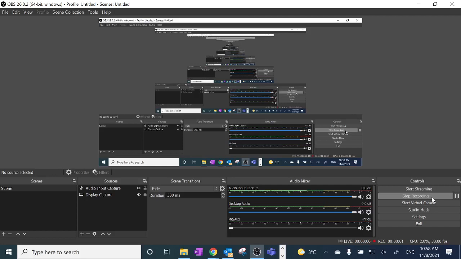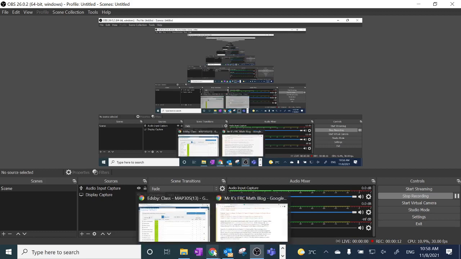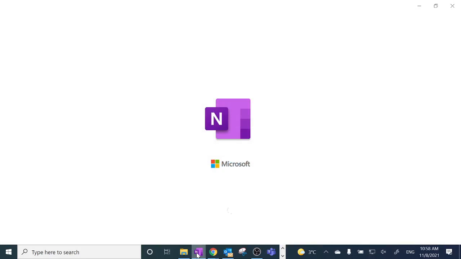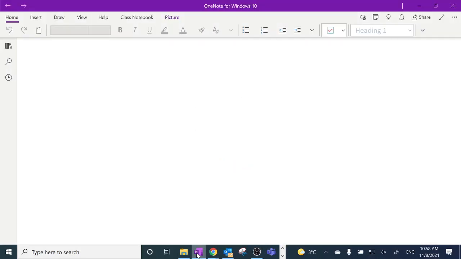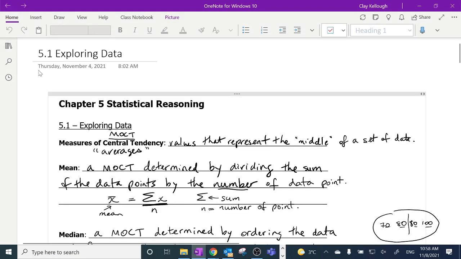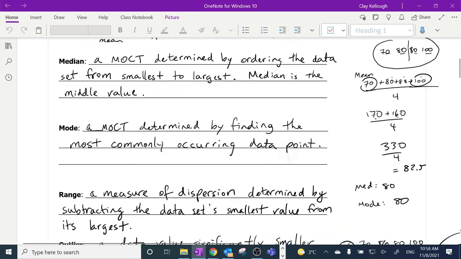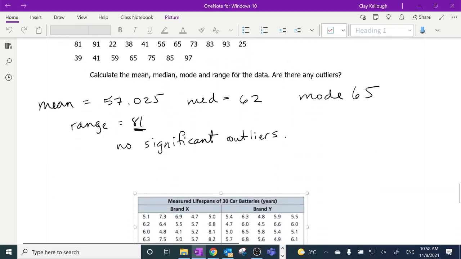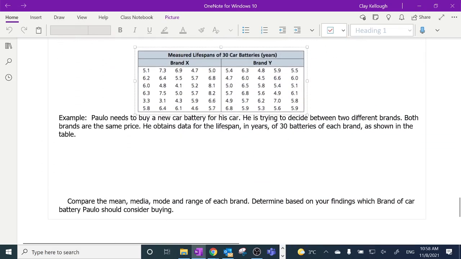Okay, so this is class for Monday, November the 8th, for my grade 11 applied students. We're going to start by just finishing up the last example in the 5.1 lesson. We got through all these things here, and then we got to this last one and ran out of time.